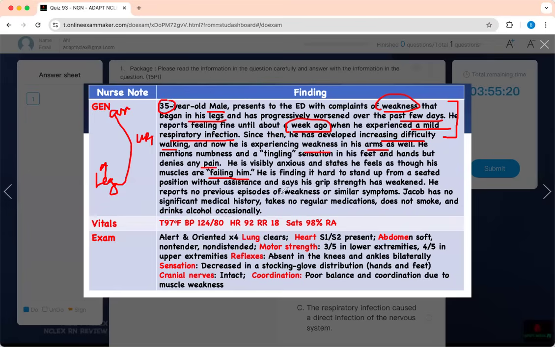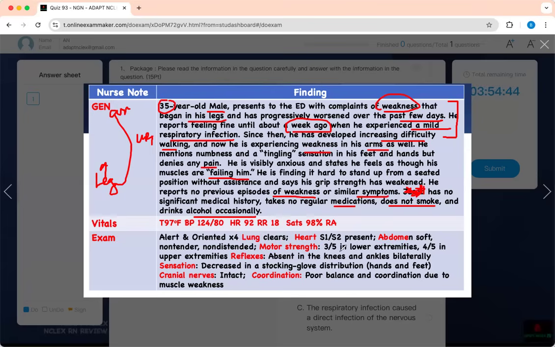They report no previous episode of weakness, so this never happened before, and no similar symptoms. So there's no relapsing and remitting disease, right? He has no significant medical history, takes no medication, does not smoke, and drinks occasionally. His temperature, blood pressure, heart rate, everything looks fine. He's alert and oriented x4. His lungs are clear. Heart S1, S2. Abdomen is soft, non-tender, non-distended.